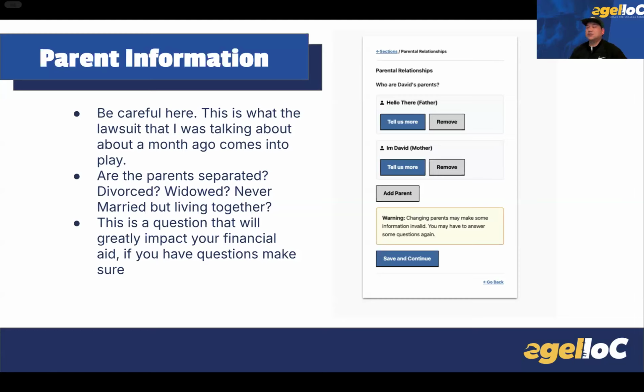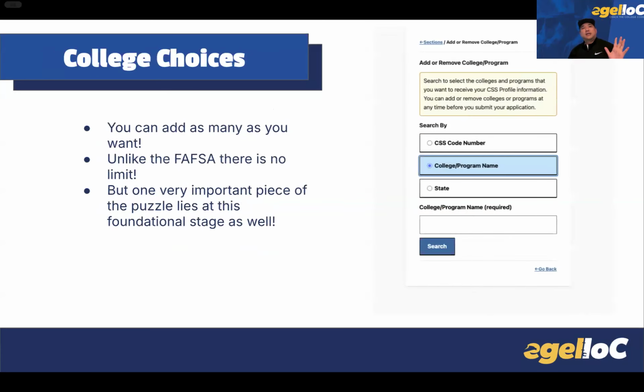this is a question that you need to answer very carefully so that it doesn't negatively impact your financial aid situation. If you are in that situation, you should probably talk to me because I can give you the lowdown on exactly what needs to happen in each situation. But if this doesn't pertain to you, then you would put both mom and dad in there.